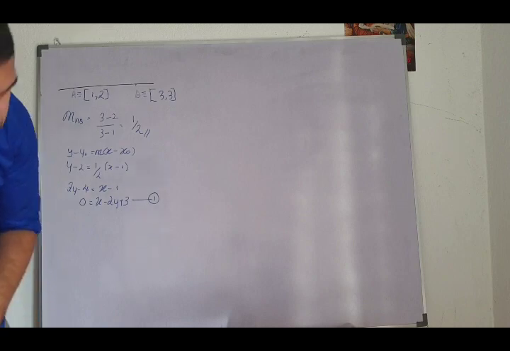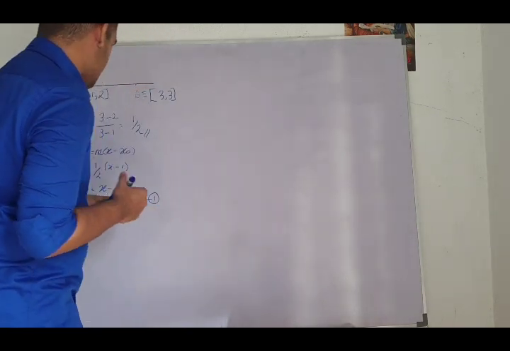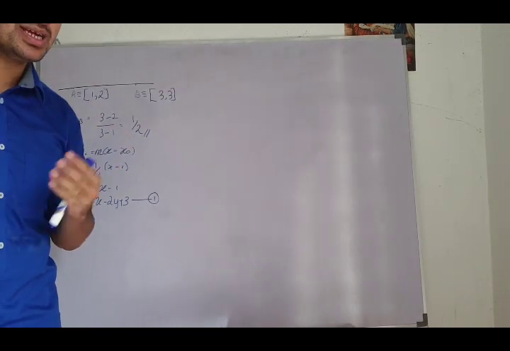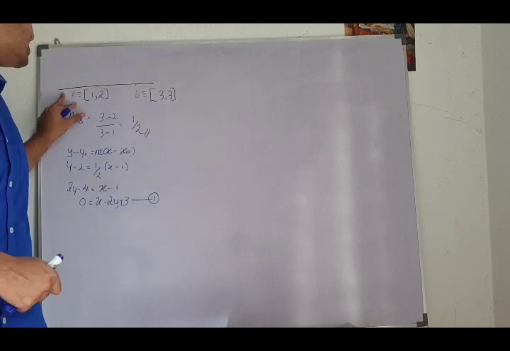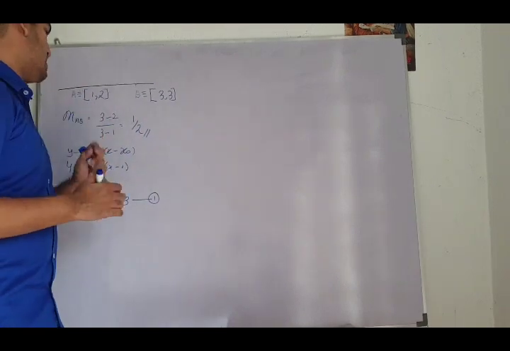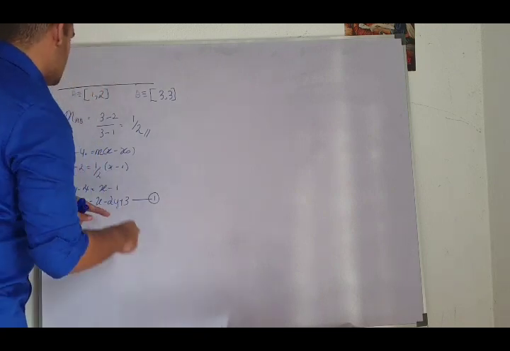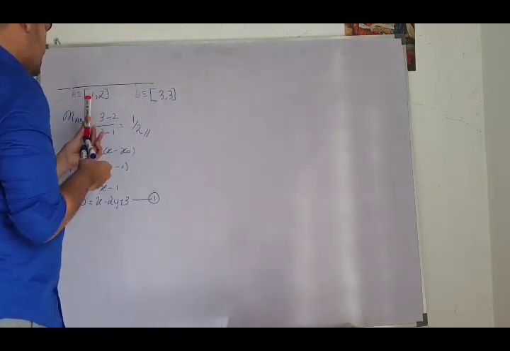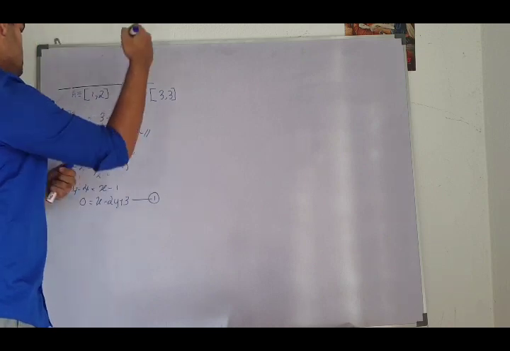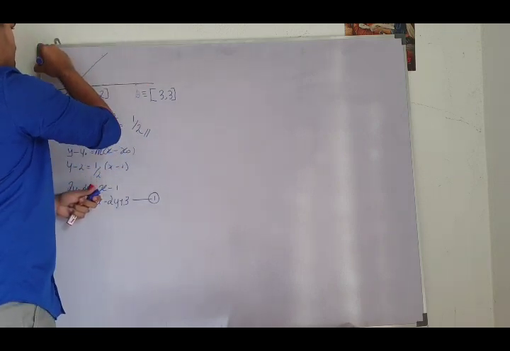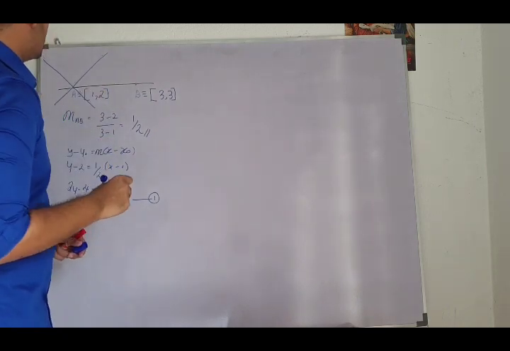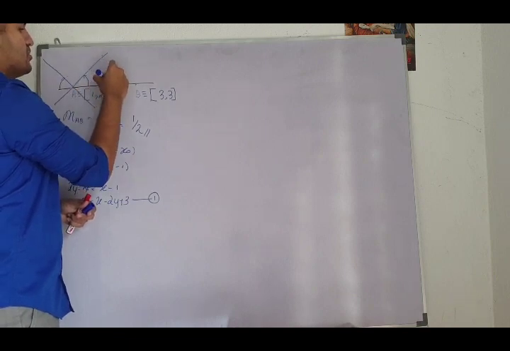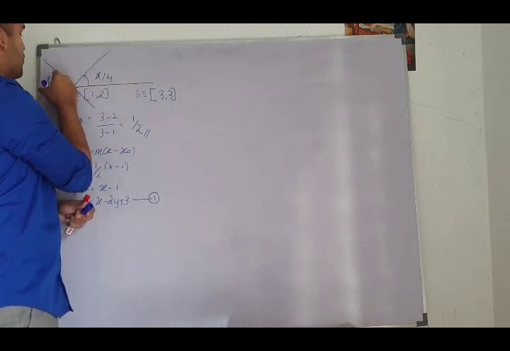The next question says there are two straight lines passing through this point A, making an angle pi by 4. Obviously there are only two lines passing through this point A at the same time. So let's draw those two straight lines. One straight line passes like this, and the other straight line passes like that. Both have the same angle, pi by 4, which is 45 degrees.